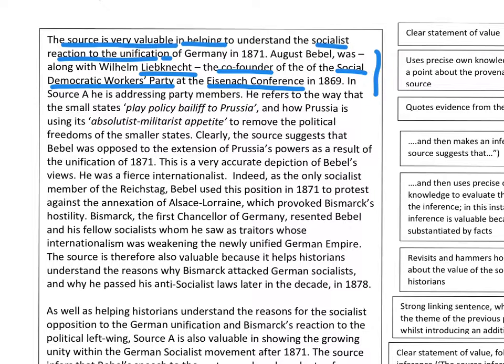So you're really focusing in on the provenance of the source. Remember, the provenance is the information you're given about the origins of the source, and you're adding to that using your own knowledge. Okay, so let's move on. In source A, Bebel is addressing party members.